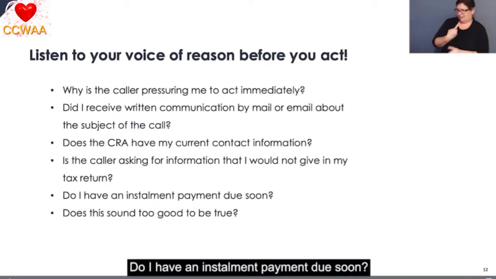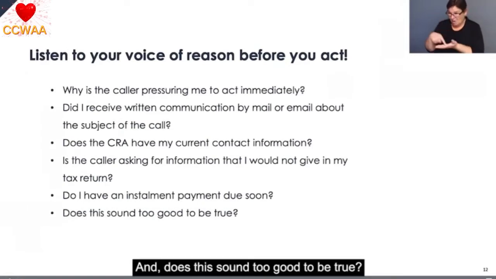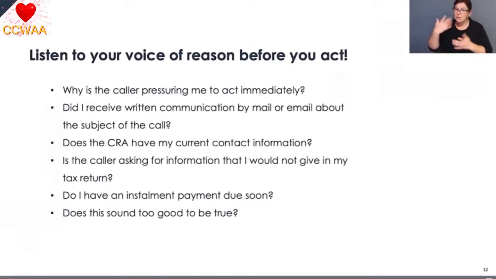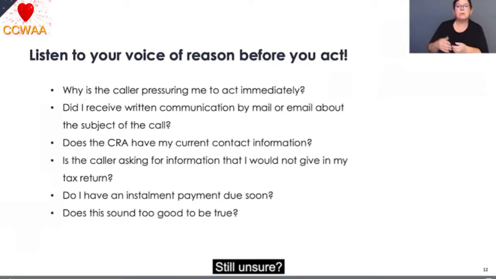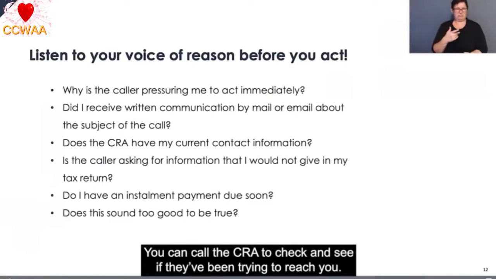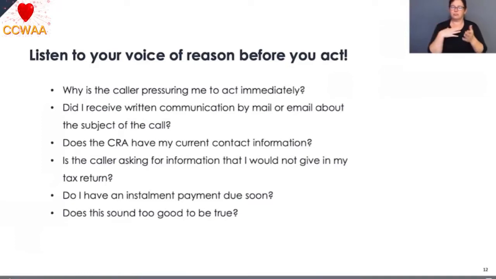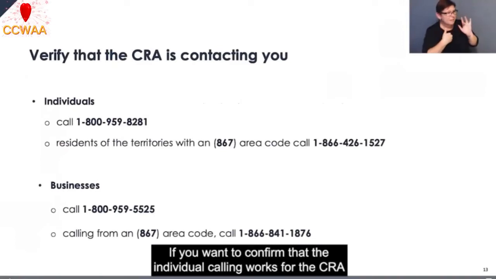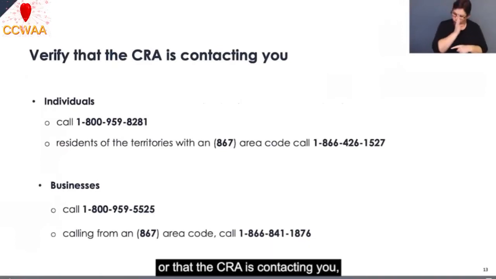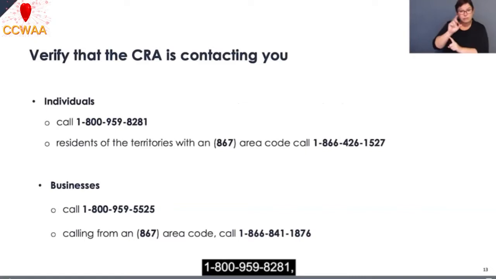Do I have an installment payment due soon? And does this sound too good to be true? Listen to your voice of reason before you act. Still unsure? It's okay. You can call the CRA to check and see if they've been trying to reach you. If you want to confirm that the individual calling works for the CRA or that the CRA is contacting you, call the individual's inquiries line at 1-800-959-8281.